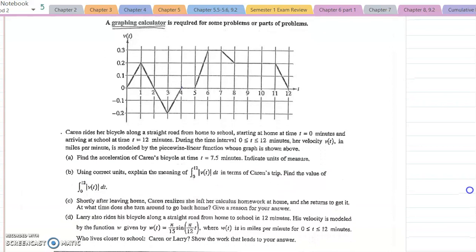Even though this problem says a graphing calculator is required, I'm still going to do this without a graphing calculator, just to show you that you can do this by hand.